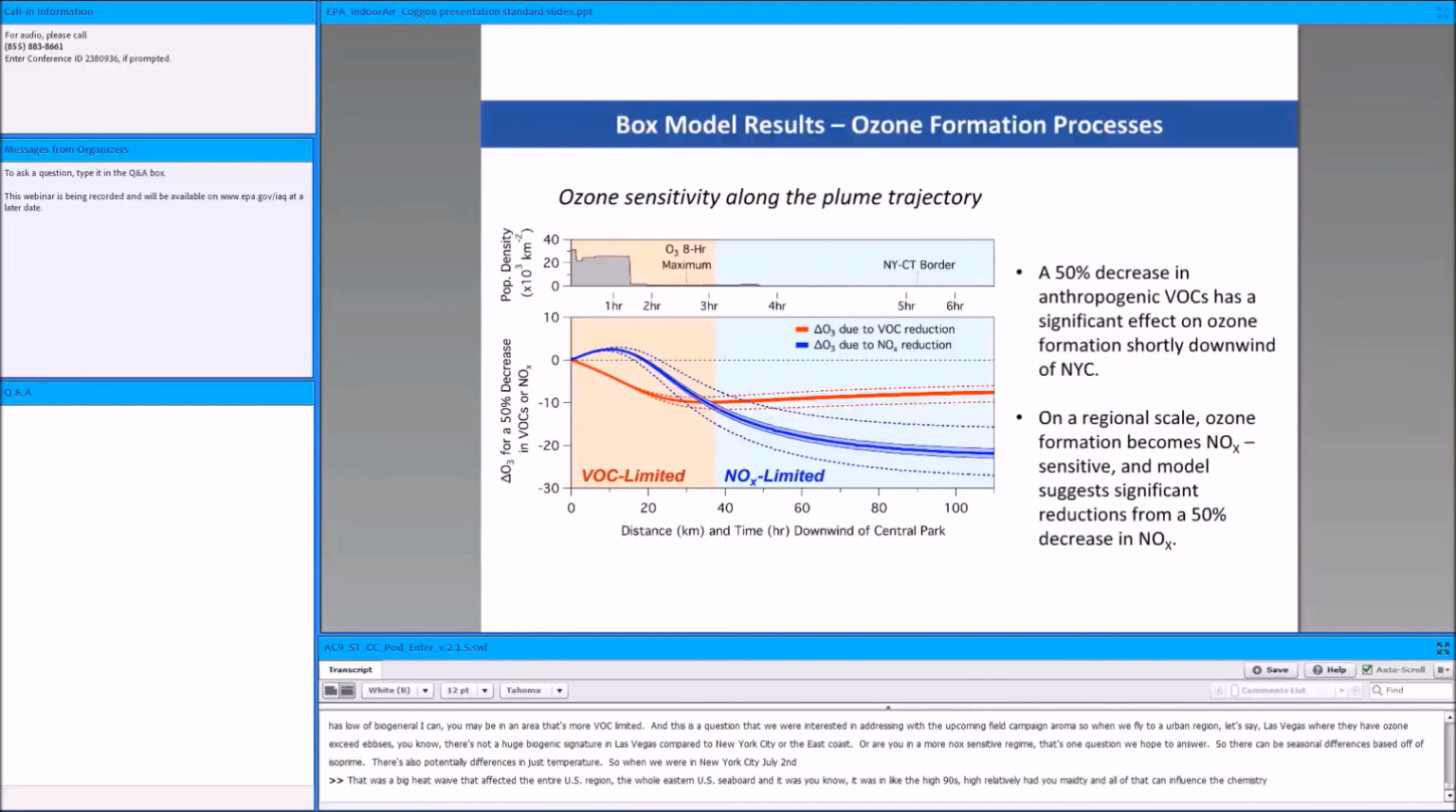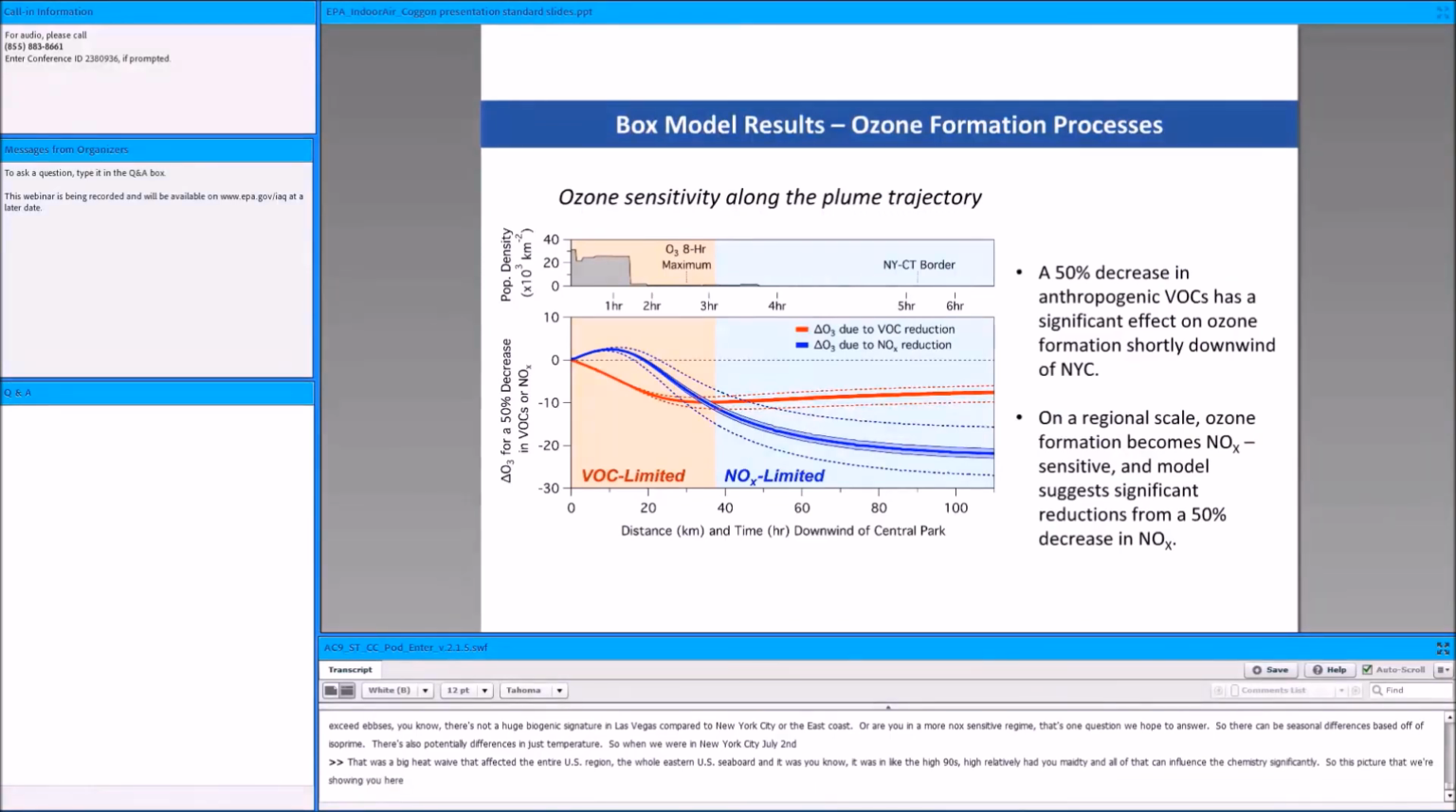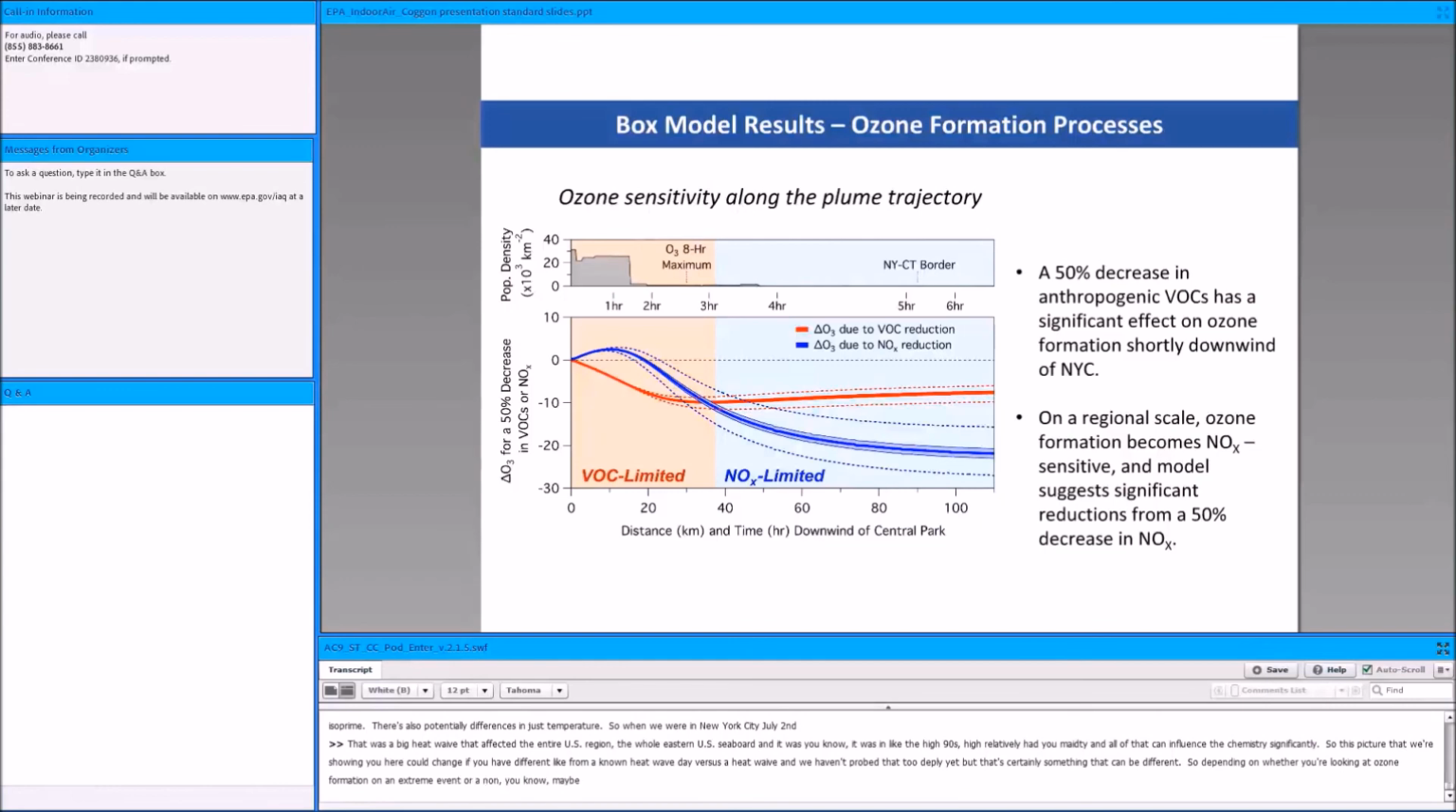So this picture that we're showing you here could change on a non-heat wave day versus a heat wave. We haven't probed that too deeply yet, but that's certainly something that can be different. Depending on whether you're looking at ozone formation on an extreme event or a typical non-extreme event, that might change the VOC and NOx sensitivity curves.